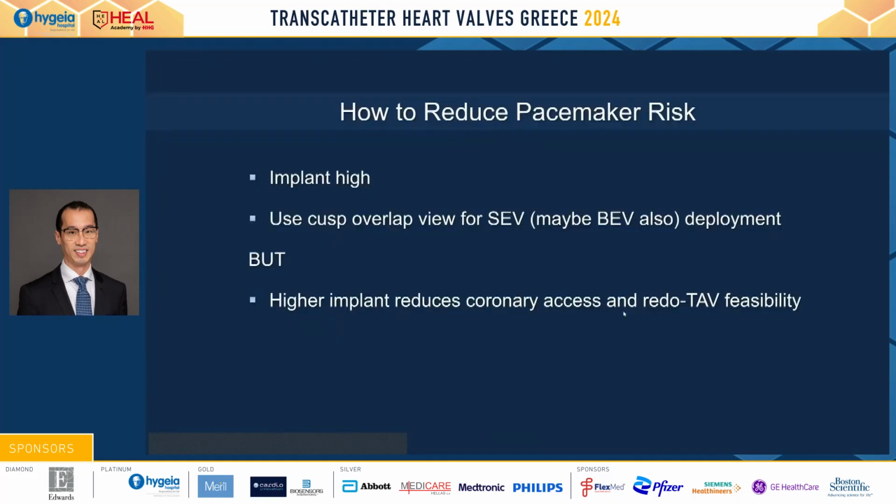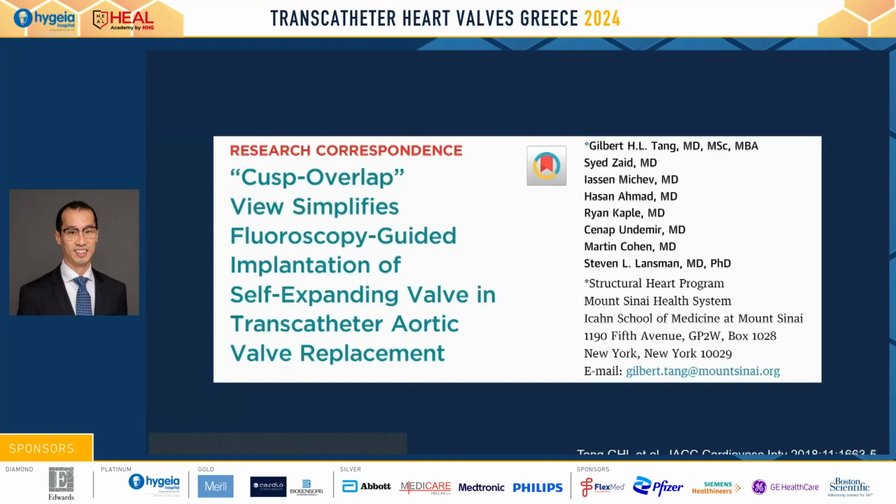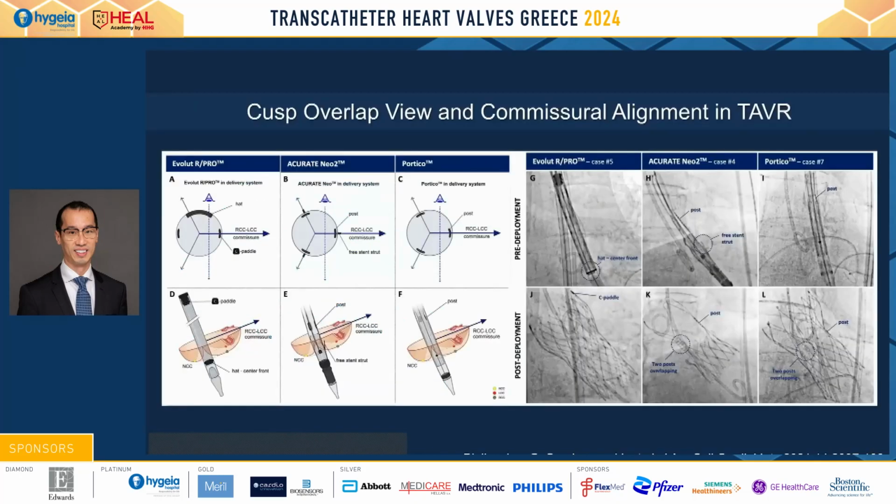The other thing we need to look at is pacemaker risk. Obviously, nowadays we try to implant high, and we use the cusp overlap view for self-expanding valves, and maybe even balloon expandable valves as well during deployment. But keep in mind that high deployment will reduce coronary access and reduce TAVR feasibility. This is the first paper that described the cusp overlap view, published by our group, on simplifying self-expanding valve deployment. And since then, as we know, it has indeed reduced pacemaker rate.